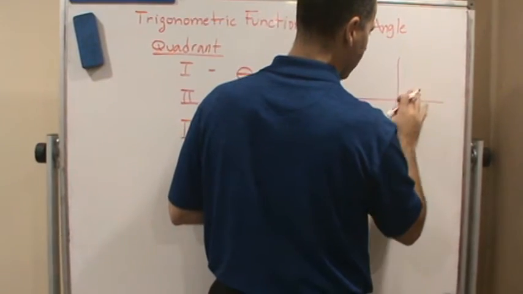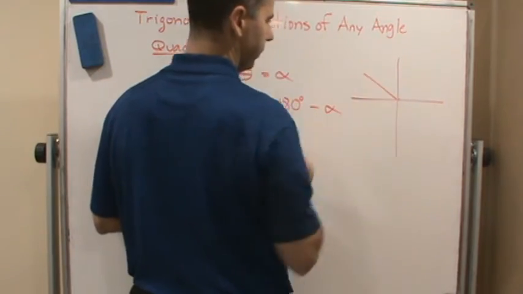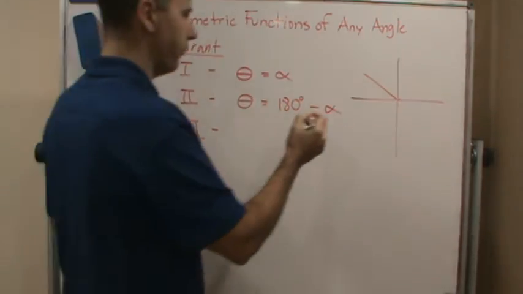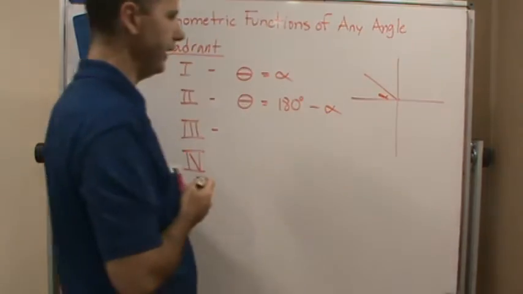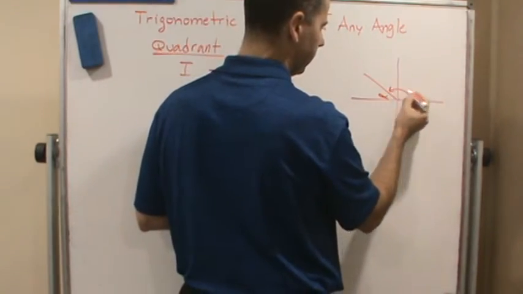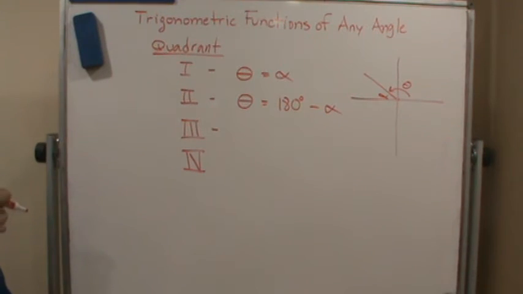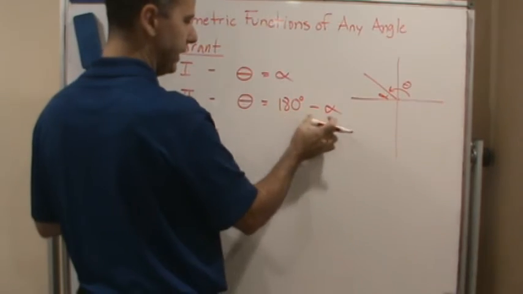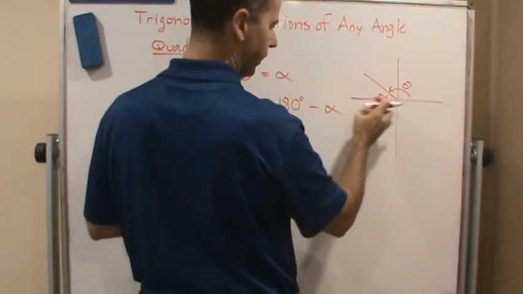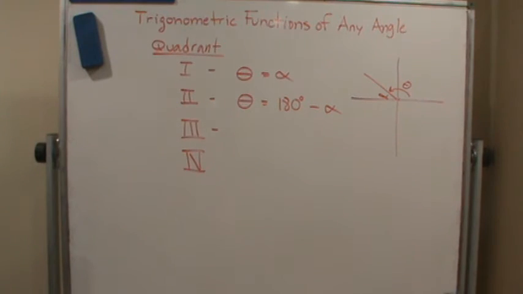What if you're in quadrant 2? Let's say you're here. Your reference angle is alpha here, and theta is your required angle. How do you get theta? Easy. You take 180 degrees minus alpha. That gives you theta.